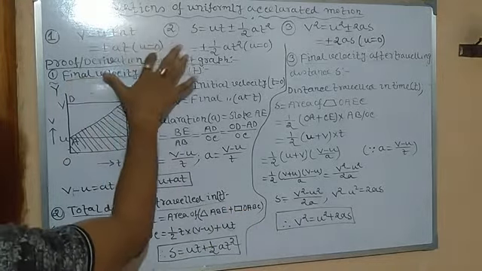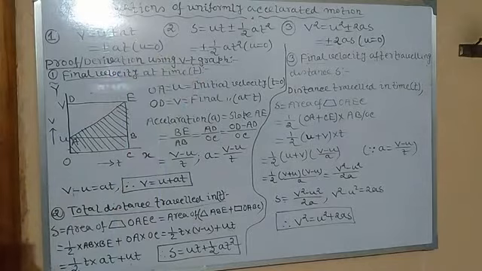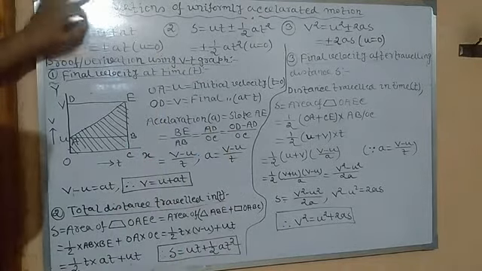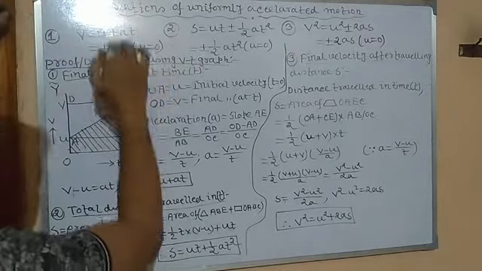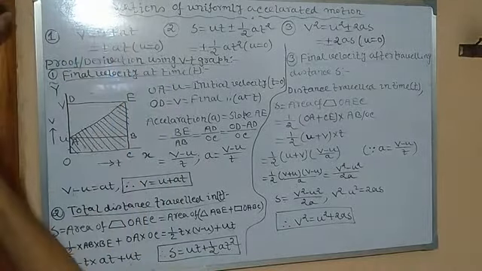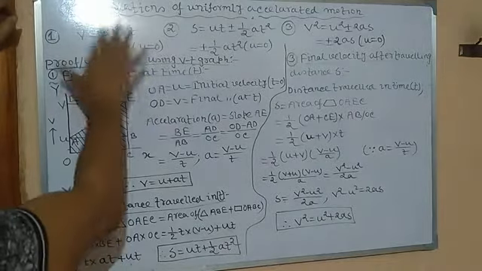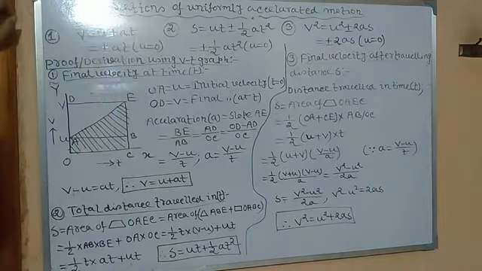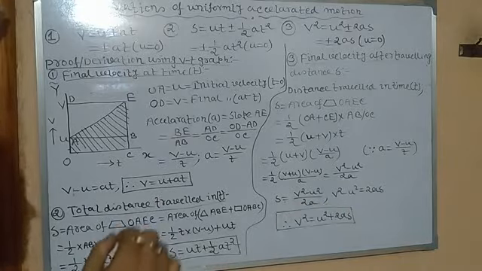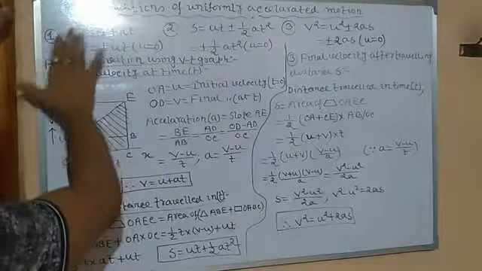But if the initial velocity is 0, meaning the body is initially at rest, then u is 0 and v equals plus or minus at. In case of acceleration it is plus, and in case of retardation it is minus. So the equation v equals u plus at explains that a body moving with initial velocity and uniform acceleration has final velocity v after time t.